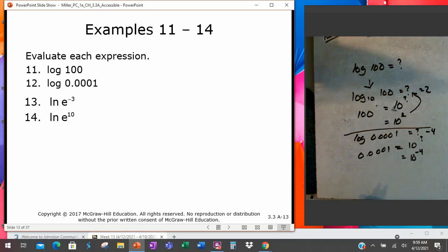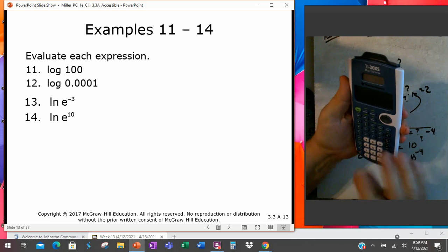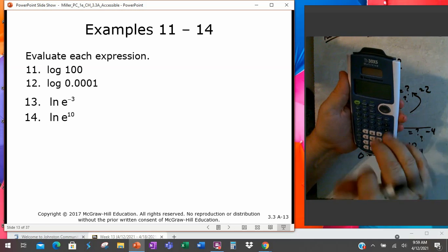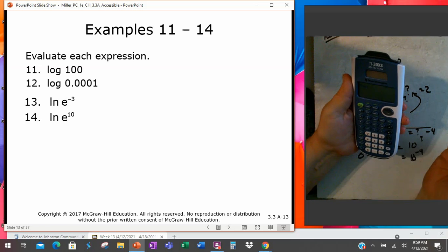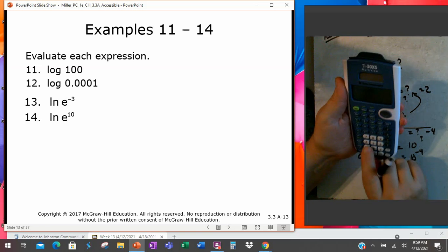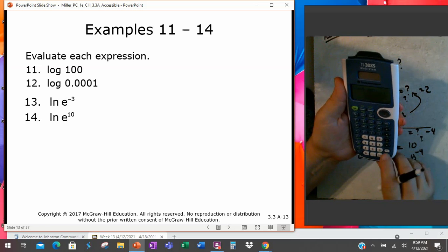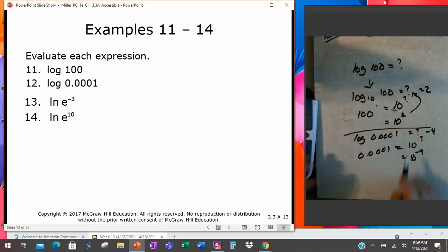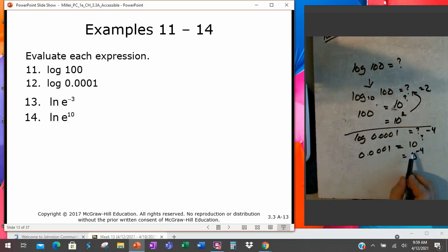And again, if I went to the calculator, if I did log of 0.0001, that would give me the -4. And why -4? Because 10 to the -4 would be equal to that number. That's what the log does.